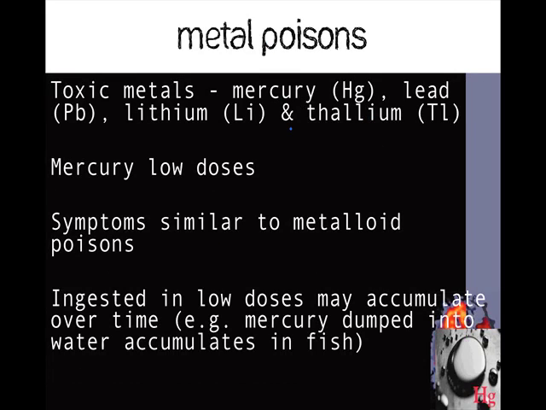And there's metal poisons such as mercury, lead, lithium, and thallium. Mercury, you take it in low doses, but then it builds up after a while, such as the mercury you ingest from fish that's been exposed to mercury, and these symptoms are similar to metalloid poisons.